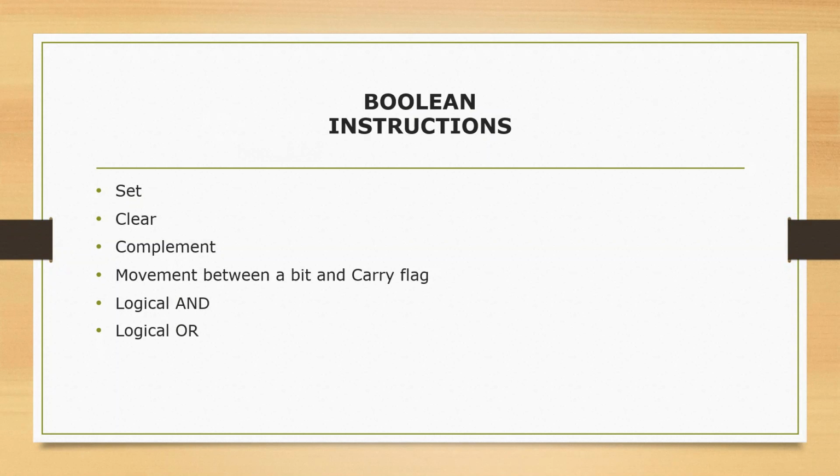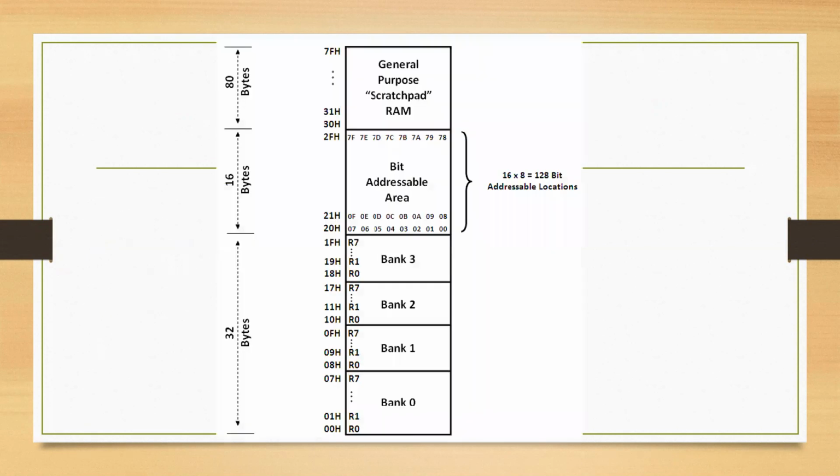The instructions in the Boolean instruction set are set, clear, complement, movement between a bit and the carry flag, logical AND, and logical OR. These are the Boolean instructions, or bit manipulation instructions, of the 8051 microcontroller. Let's see the instructions in detail. We already discussed that Boolean instructions operate on bits of data. This is the structure of our internal RAM.